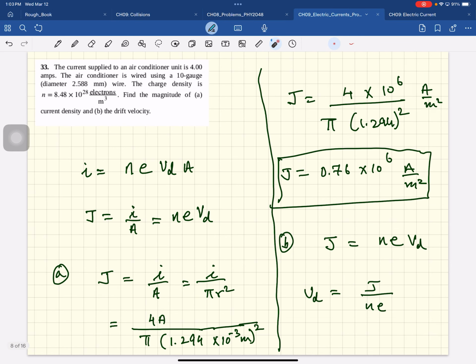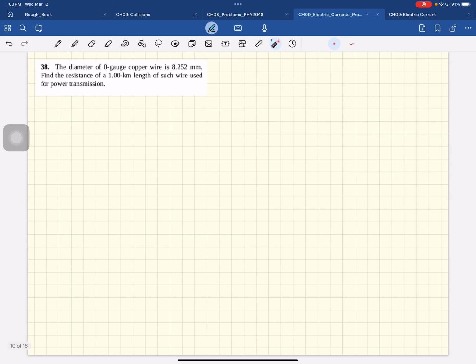So you see a 10 gauge wire has a diameter of that. A 0 gauge wire has a diameter of that. So as the gauge number decreases, the wire gets thicker. The thicker the wire, the lower its resistance, assuming it's made of the same material. The diameter of a 0 gauge copper wire is 8.252 millimeters. Find the resistance of a 1 kilometer length of such wire used for power transmission.